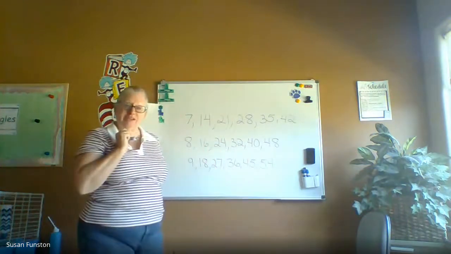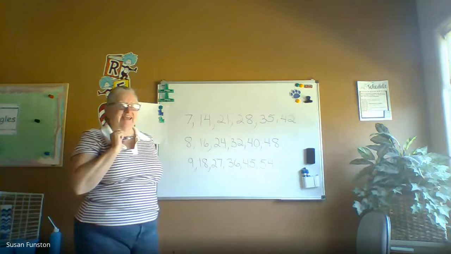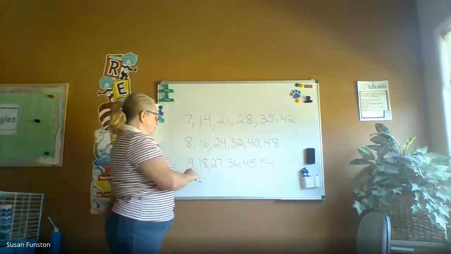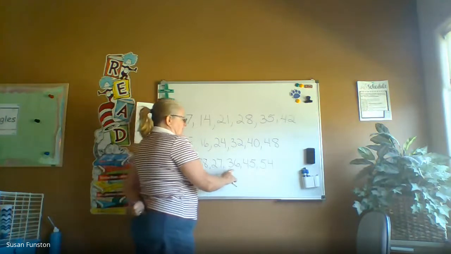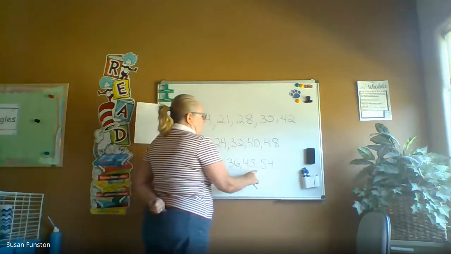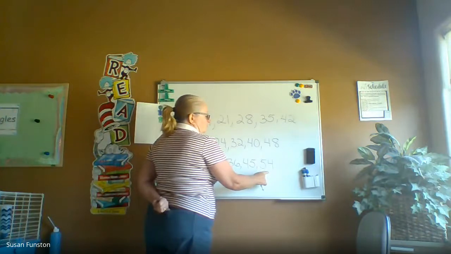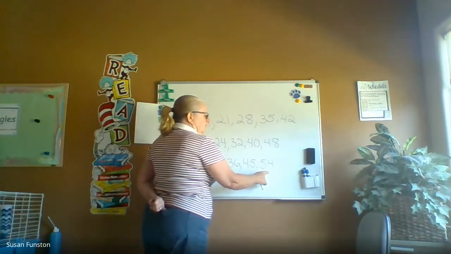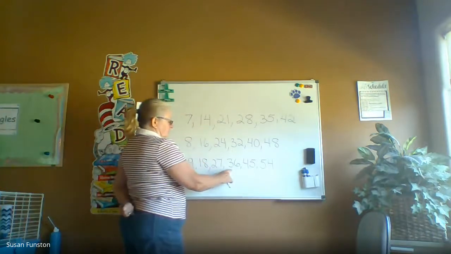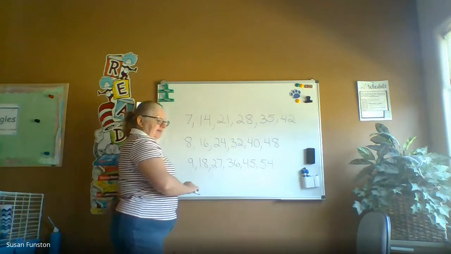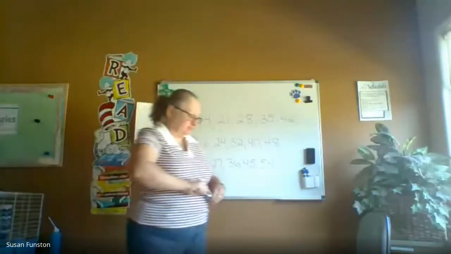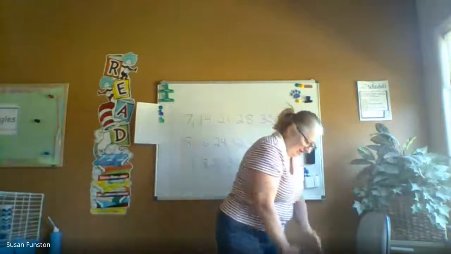All right, are we ready to count it together? Counting by nines. Ready, go. 9, 18, 27, 36, 45, 54. And backwards, let's start at 54. Ready, go. 54, 45, 36, 27, 18, 9. All right, look at you. Counting by nines, that's a big one.